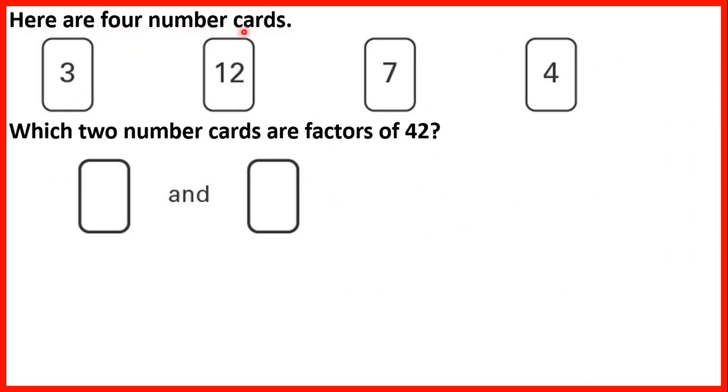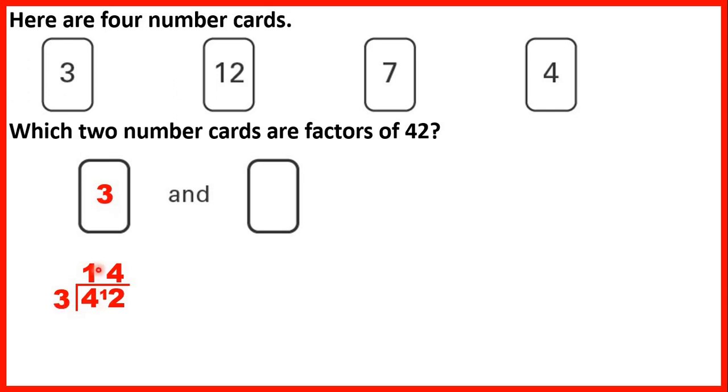Here are 4 number cards. We have 3, 12, 7 and 4. Which 2 number cards are factors of 42? So a number is a factor of 42 if we can divide 42 by the number without getting a remainder. So if we try dividing 42 by 3, we can use short division, and we can see that we get a whole number as our answer. We don't get a number with a remainder, so we know that 3 is one of our factors.